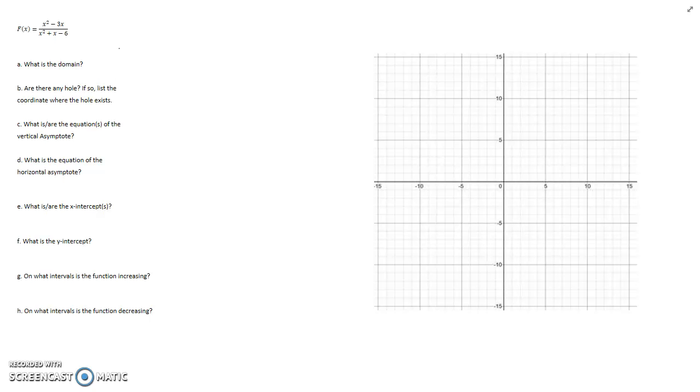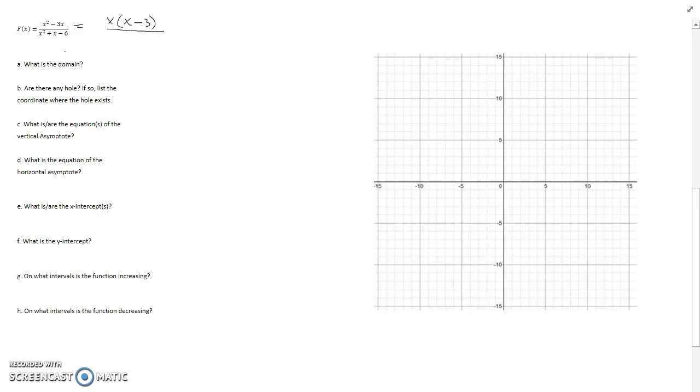Okay, so the first thing we're going to do is look for the domain. Well, the first thing we're going to do is factor. Anytime you look at one of these and you see polynomials on top and the bottom that are not factored, we're going to want to get that into factored form. When I take a look at the numerator, what can I take out of the number on top? I think they both have an x in common, right? So if we take an x out, this leaves x minus 3.